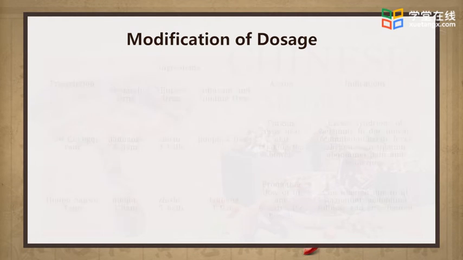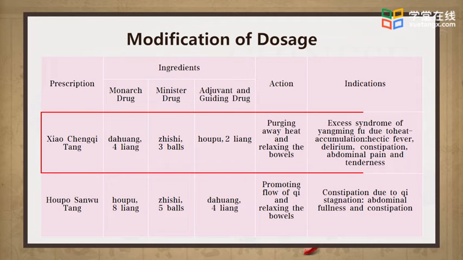as well as its action and indication. For example, 小承气汤 is applied for excess syndrome of Yangming Fu due to heat accumulation, manifested with hectic fever, delirium, constipation, abdominal pain, and tenderness. In it, the monarch drug is Dahuang, 4 liang, equals 120 gram. The minister drug is 枳实, 3 pieces, equals 15 gram. The adjuvant drug is 厚朴, 2 liang, equals 60 gram.